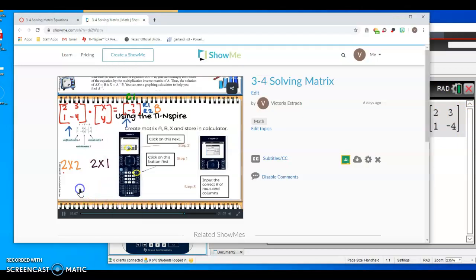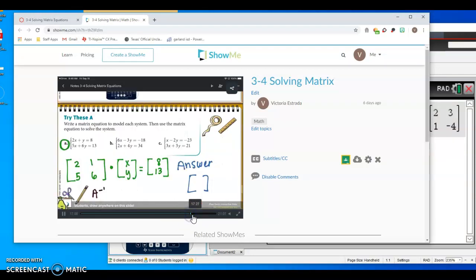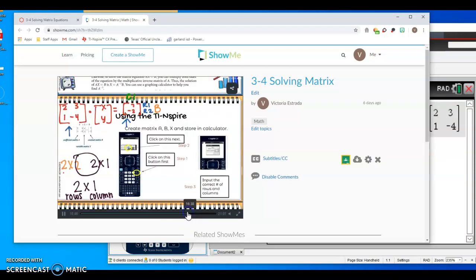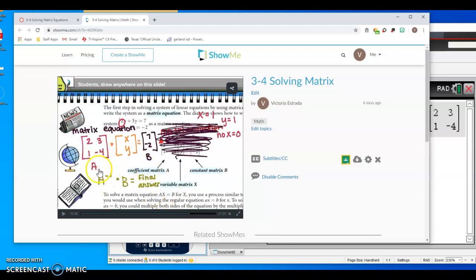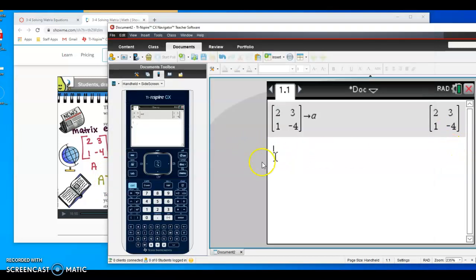Okay, when you're multiplying these problems, you have to multiply A to the negative 1 power times B, just like it says right here. So now we're going to store B, which is your equals-to part. Okay, so we're going to store that.